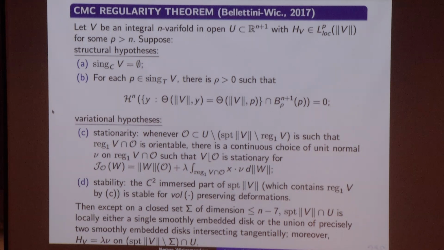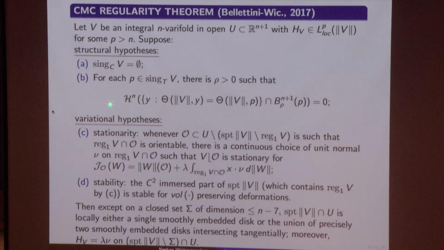Now, this is the CMC regularity theorem, joint work with Costante Bellettini. Take an integral n-varifold in an open set U, whose weak mean curvature is in LP for some p larger than n. Then we have four hypotheses, two structural hypotheses and two variational hypotheses. First one is no classical singularities. Of course this theory is meant to be a generalization of minimal surface theory, so we know that we have to rule out classical singularities.